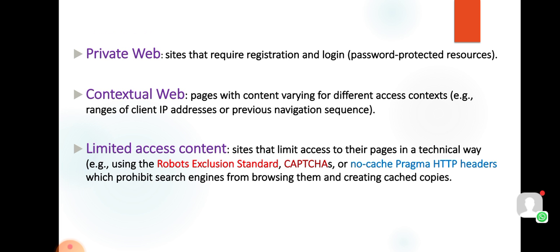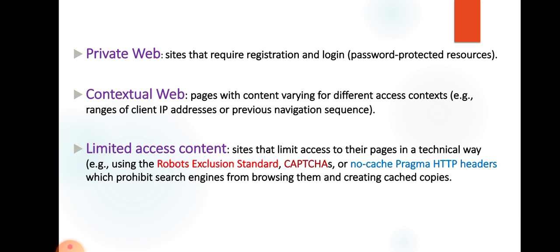Then the private web, as the name itself suggests, sites that require a registration and login. So some private websites will be available there in the deep web. For that they will be requiring some kind of ID and password. So whenever you are going to search on the internet, most of the time some content will be available on the surface web, and if you want to access more content of the particular website, at that time you will be required some kind of registration. I think all of you may be aware of that.